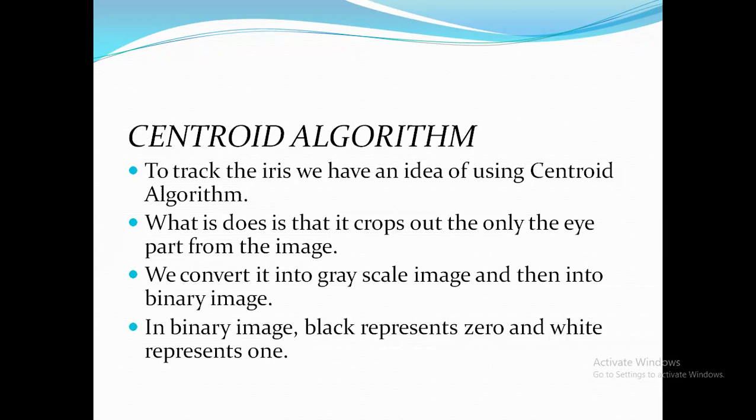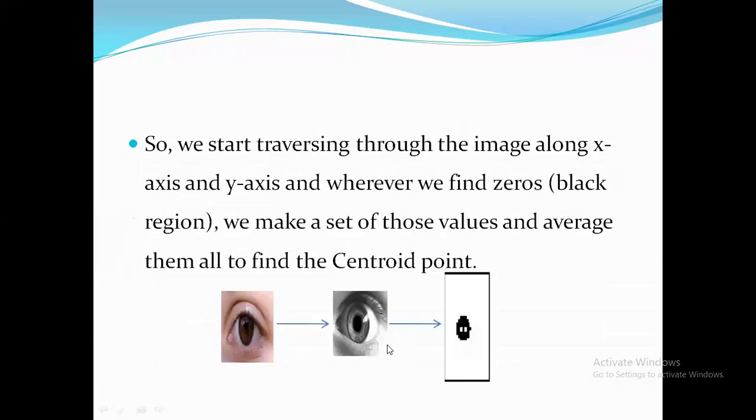Then the iris detection algorithm, or centroid algorithm, crops out only the eye part of the image. Then we convert the real image into a grayscale image, then into a binary image. We cannot do any operations using the real image or grayscale image. A computer only knows binary language, so we should convert the grayscale image into a binary image. In a binary image, the basic thing is that 0 is represented by black and 1 is represented by white.